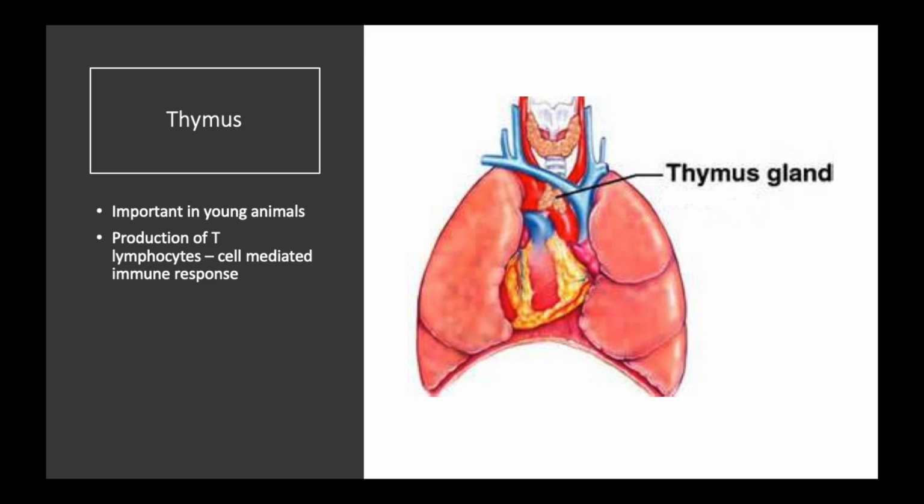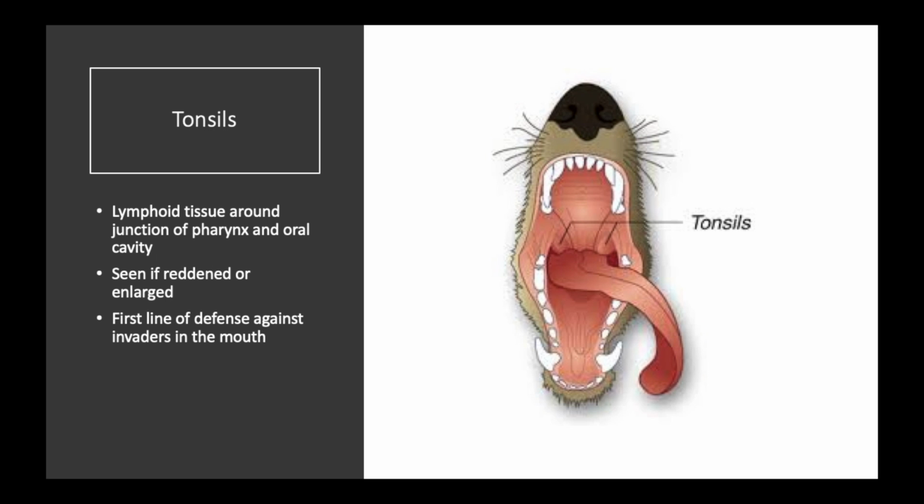The thymus is another lymphatic organ, and it's one that's particularly important in young animals. It aids in the production of T lymphocytes, which results in that cell-mediated immune response. So you can see it up here. It's just at the base of the trachea, right within that thoracic cavity. It's this very tiny little gland with a very big purpose in young animals.